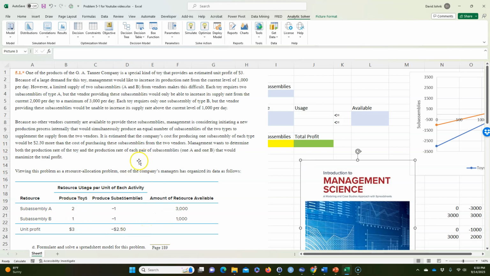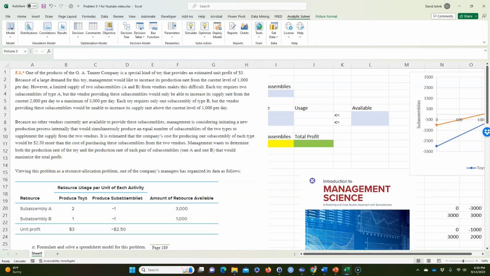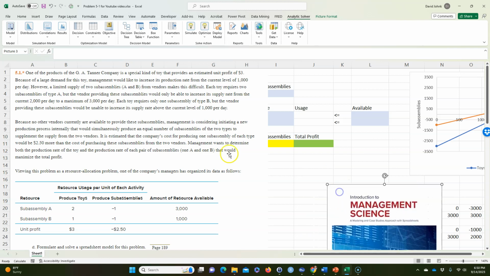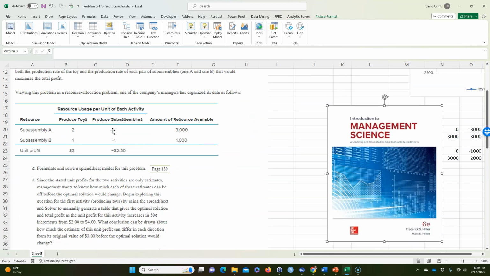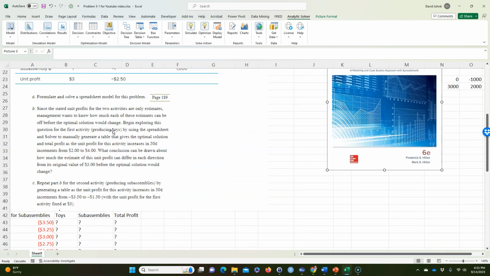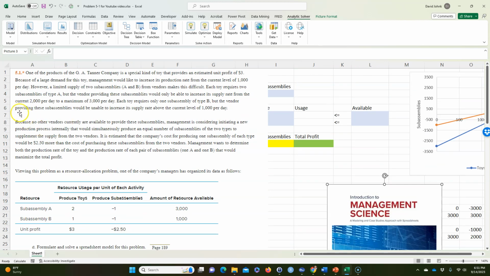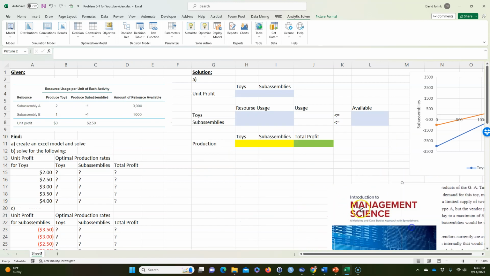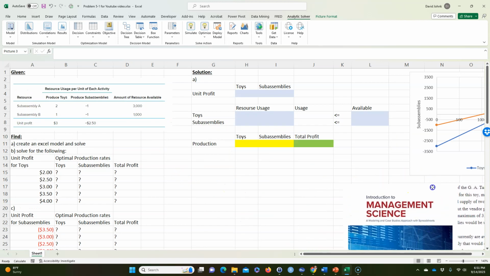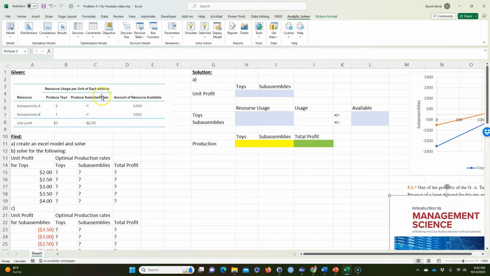I'll let you pause the video and read this, but I already set it up over here, so if you just want to continue to watch what I'm doing, it'll make sense also. But if you want, you can pause the video and read this problem. Like I said. But anyway, I'm going to move on. I took that problem and put it in here. So I'm going to take these numbers and put them in here.